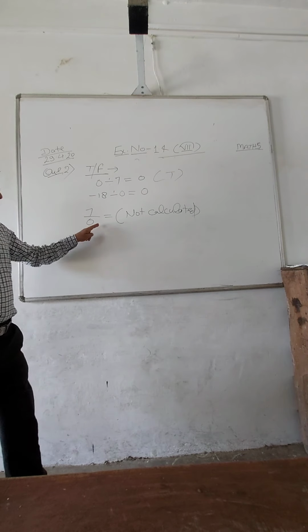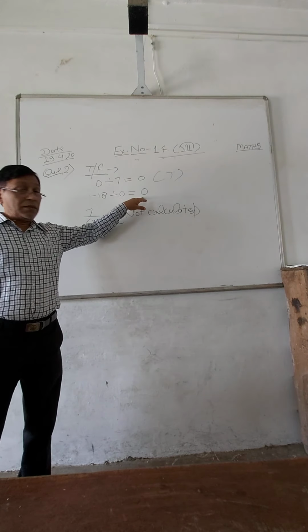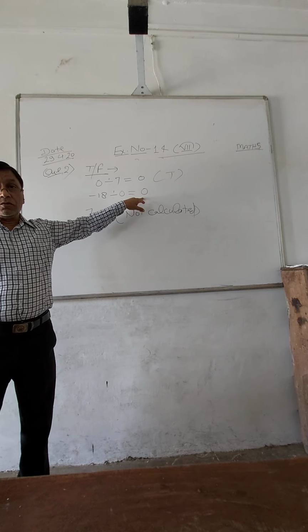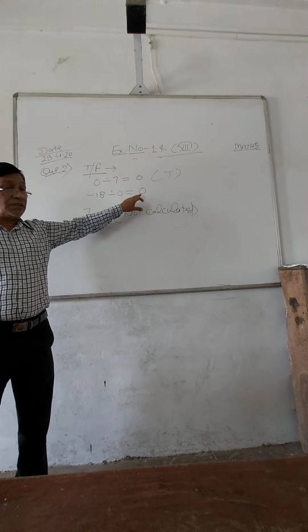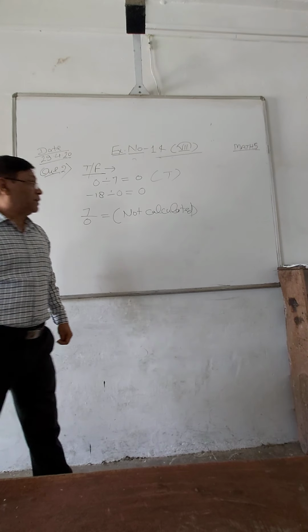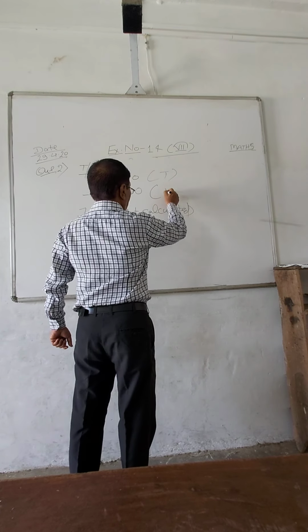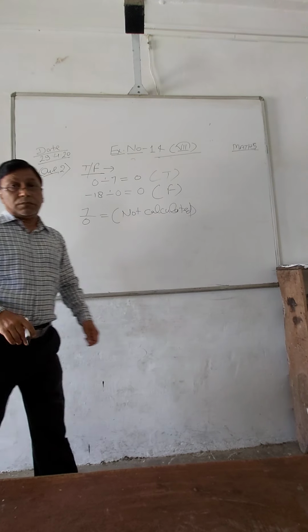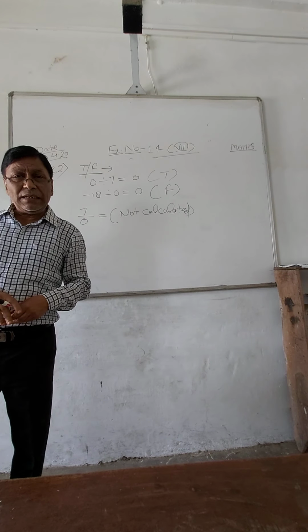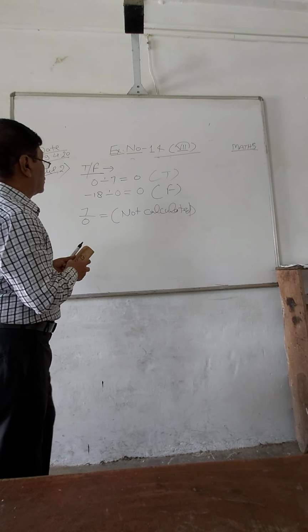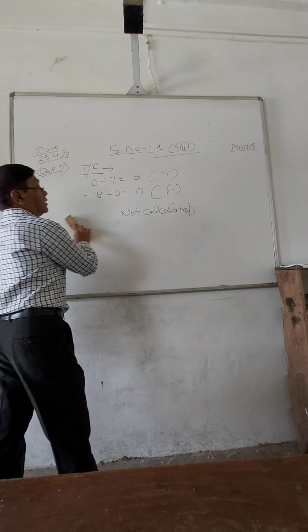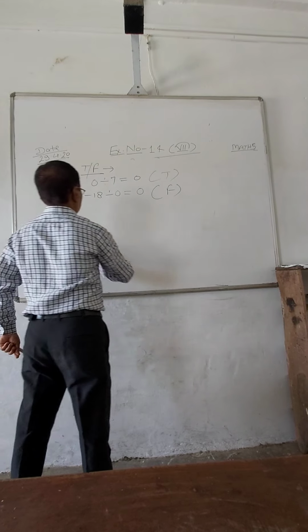So here it is given 0. So what will come here? It cannot be calculated. So this is the wrong statement. So here false. Clear? In any division case, if 0 is the divisor, it means it is not calculated.